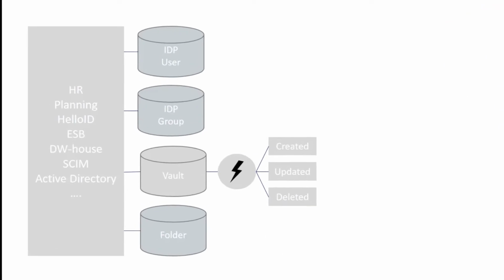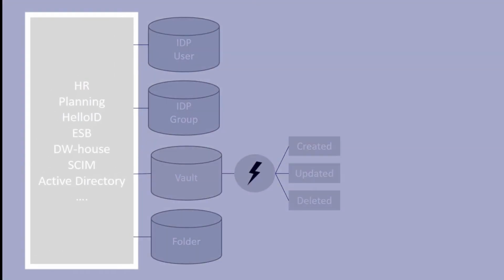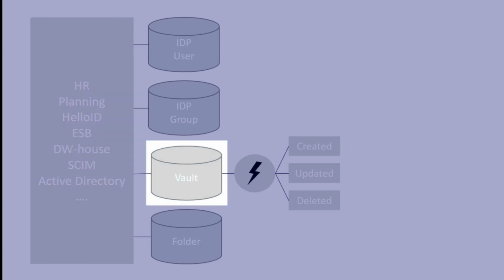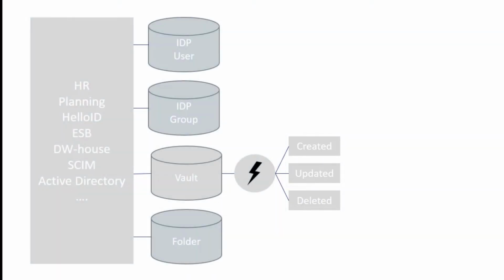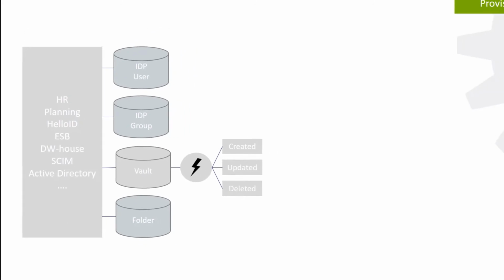So here you can see that we can connect multiple source systems to HelloID. A change in any source system is detected, mapped, and imported into the HelloID vault. And that change would fire off an event, such as created, updated, or deleted person in HR. The changes in the vault are based on the person information and can be start date, change of job title, department, etc.